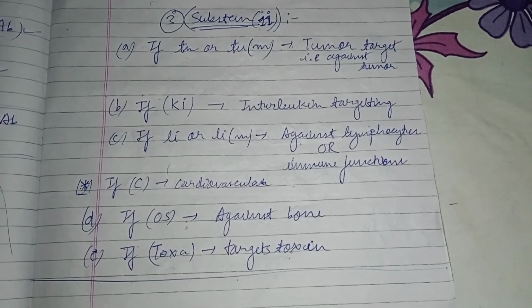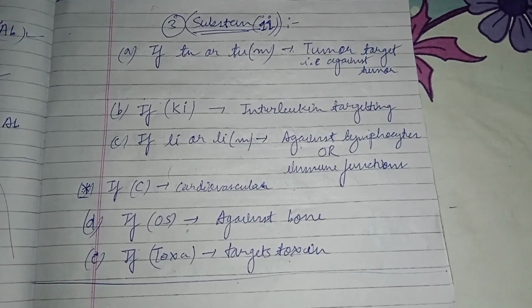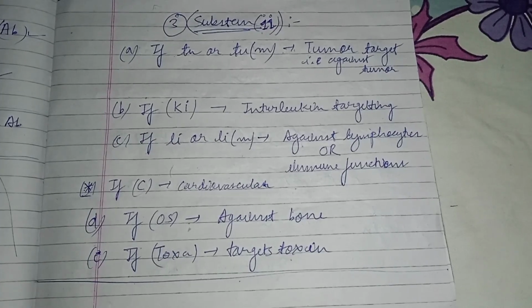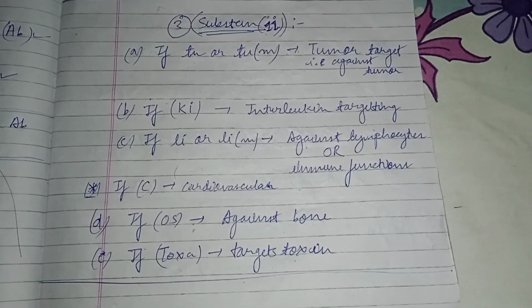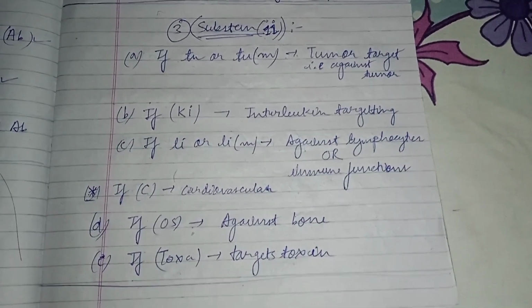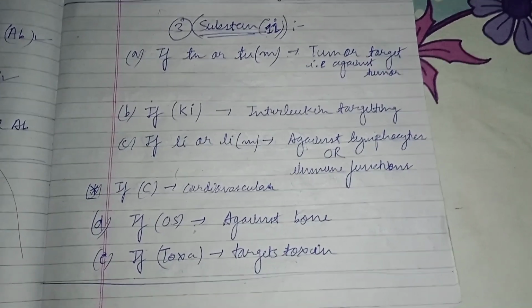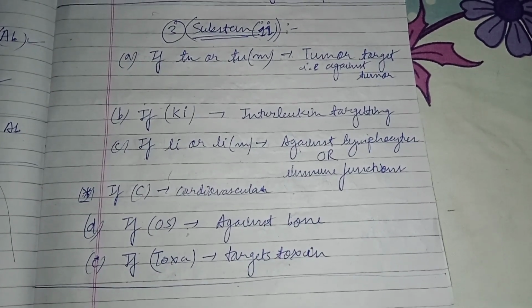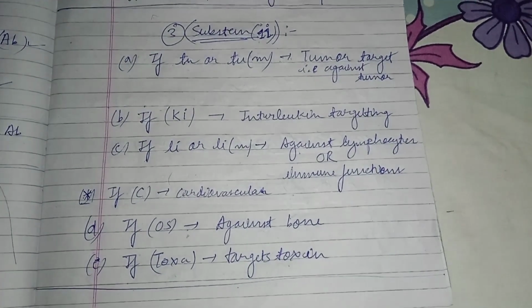I'm repeating it once again. If TU is present, it tells us that it is tumor targeting. If KI, then interleukin targeting. If LI or LIM, then it's against the lymphocytes. If C is present, then cardiovascular. If OS, against bone. If toxa, it targets the toxin. Okay, so please make a note of it.